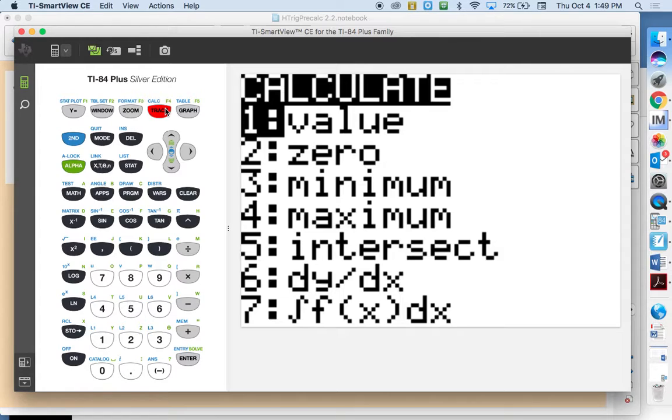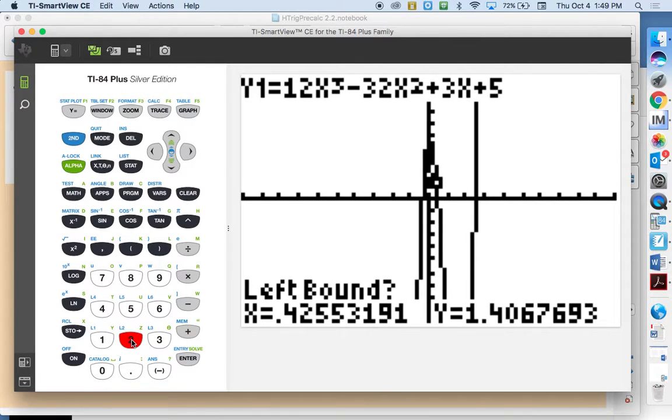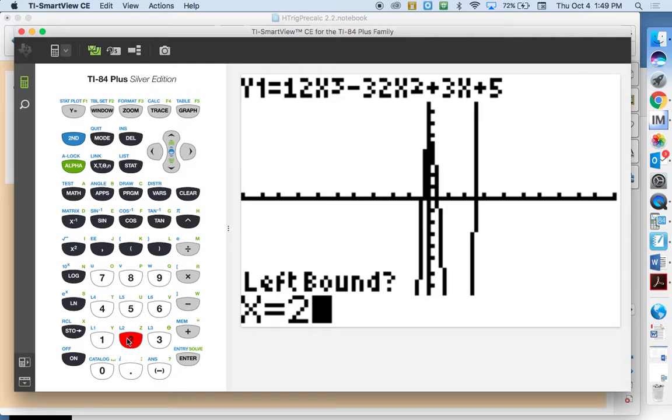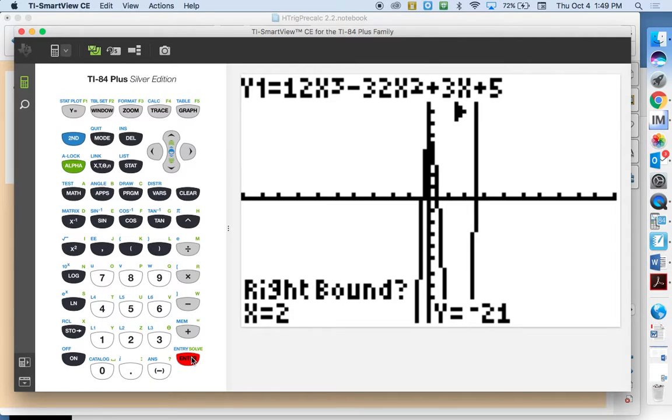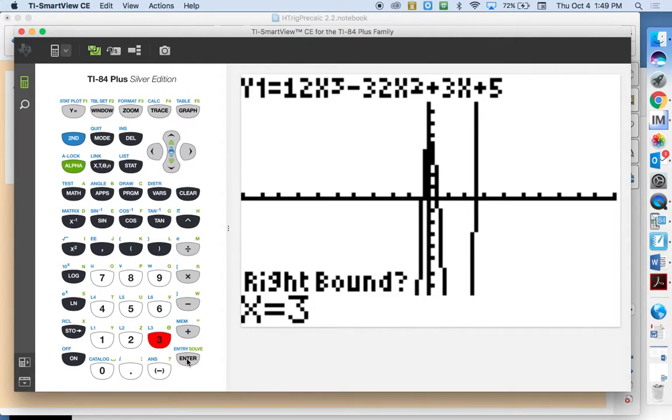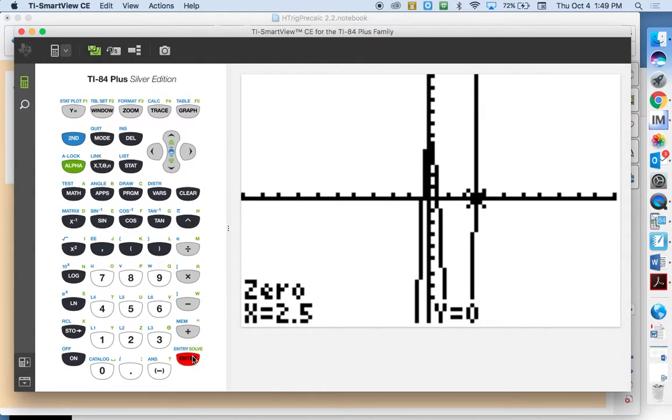So we're going to hit number 2. But instead of moving that little blinking guy so that it's at the zero or close to the zero, we're going to use the numbers that we chose for the intermediate value theorem. So you're going to type in a 2 because that's on the left. Hit enter. Type in a 3 because 3 is on the right. Hit enter. Never do anything for guess besides hit enter. And now the calculator has found that 2.5 or 5 halves is an x-intercept.